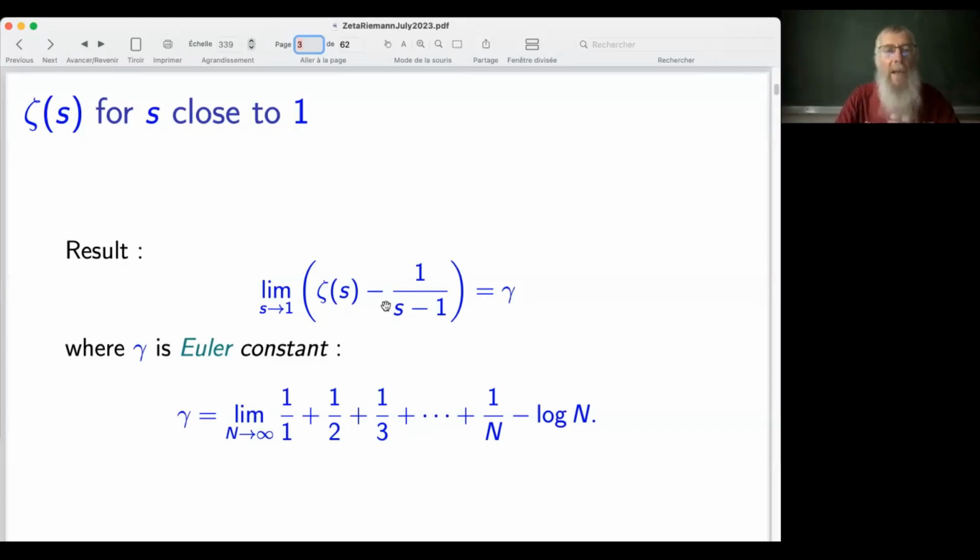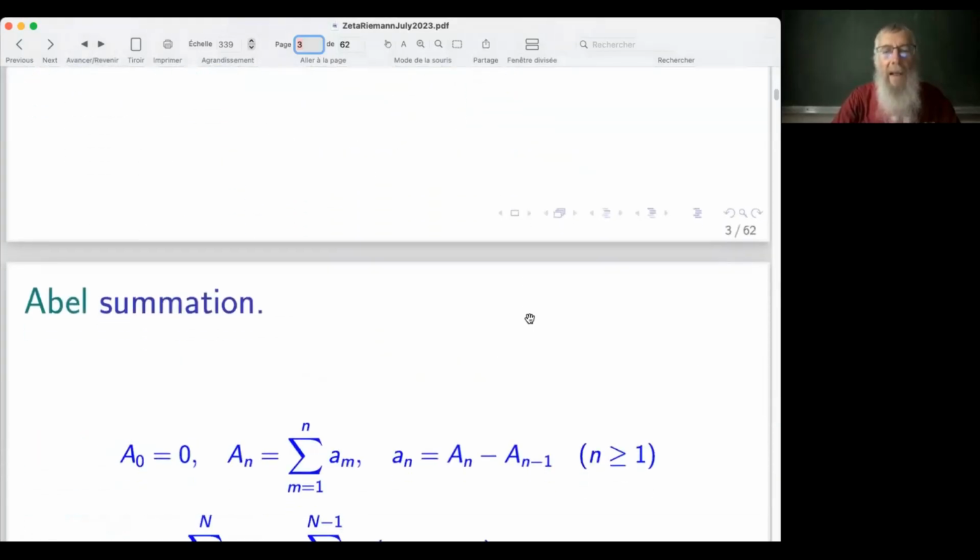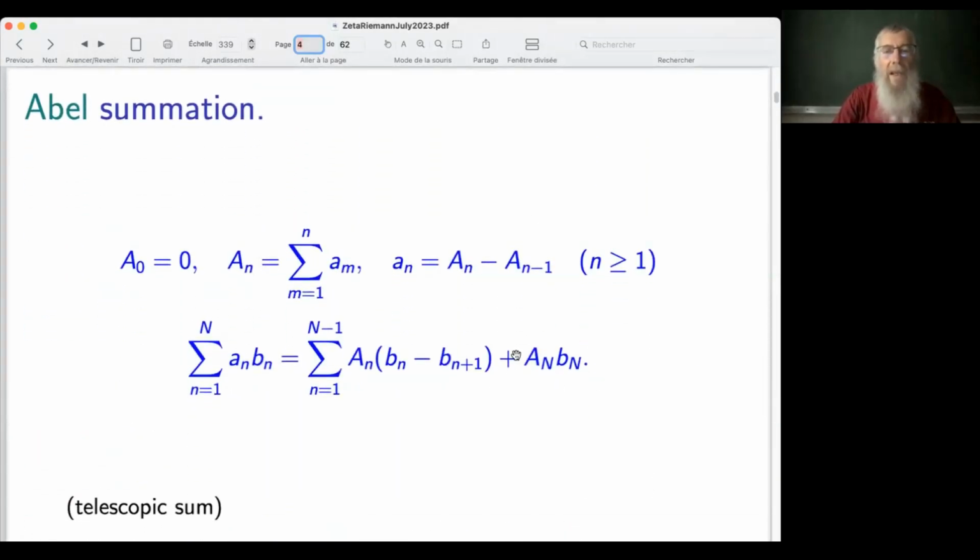And so I would like to explain one proof. There are several ways of checking this result. One proof that this limit is the Euler constant. And for that, I will very briefly give some hints on a very useful tool, which is Abel summation. Abel summation is a bit similar to the acceleration of convergence that I had yesterday, but it is different.